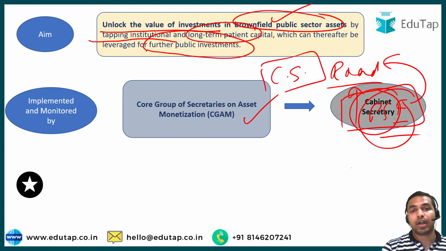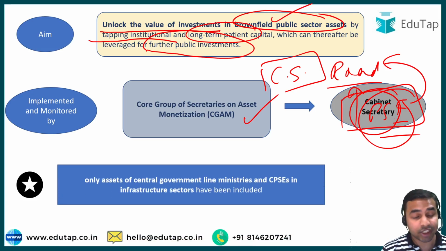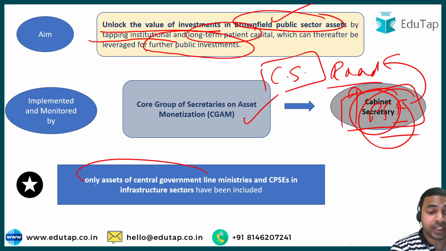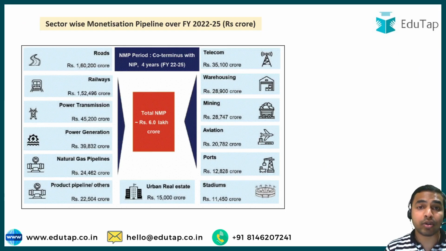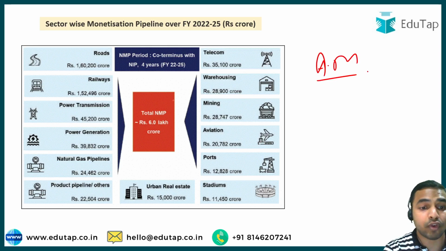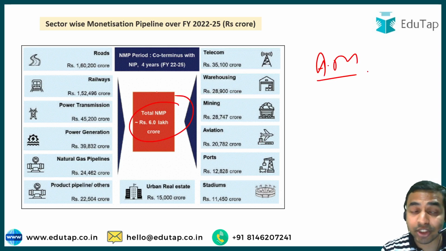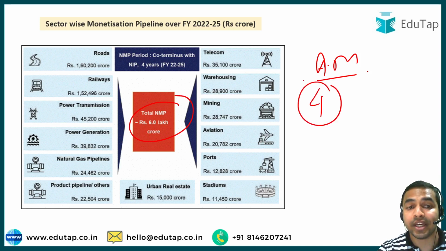Now a very important point: under this particular National Monetization Pipeline, only the assets of central government line ministries and CPSEs in infrastructure sectors have been included. So my dear friends, the most important part here is that this will only be from the infrastructure sector. I hope that this is very clear to all of you. Apart from that, this National Monetization Pipeline estimates the aggregate monetization potential of rupees 6 lakh crores through the assets of the central government over a period of 4 years, that is from fiscal year 2022 to 2025.